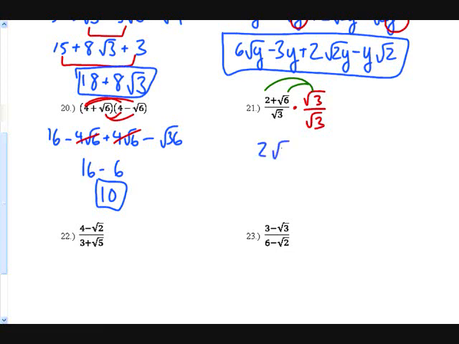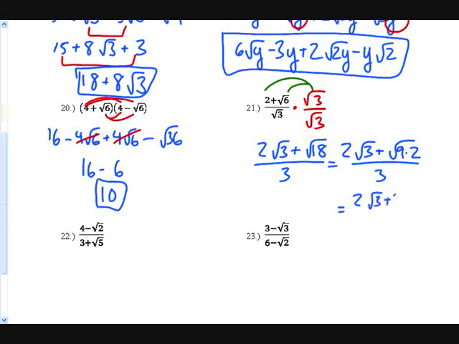That's going to give me a 2 root 3 plus the square root of 18 over the square root of 9, which is 3. And now I can simplify this. The square root of 18 is the square root of 9 times 2. The square root of 9 is a 3. So I get 3 square roots of 2. And that's it. Now the denominator is rationalized.